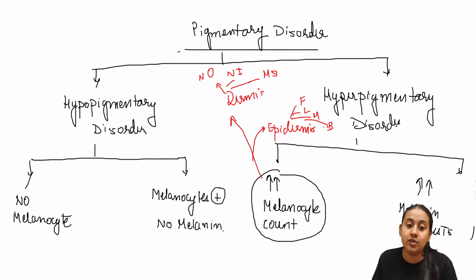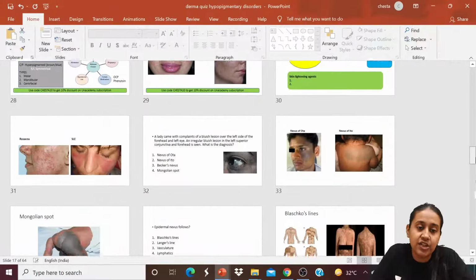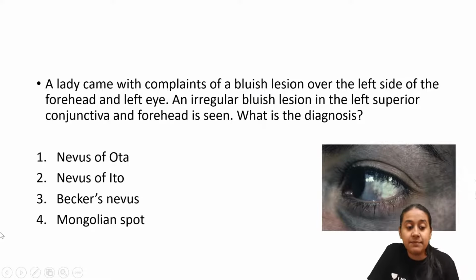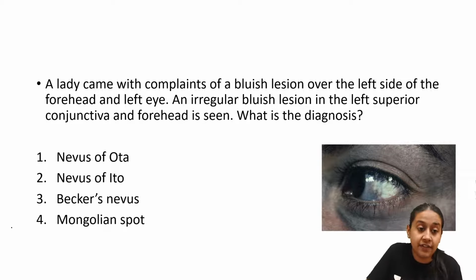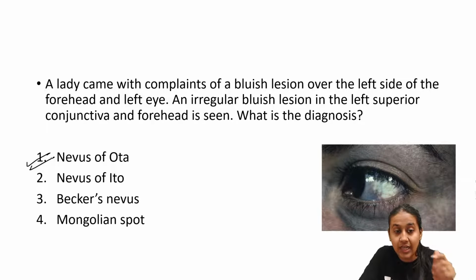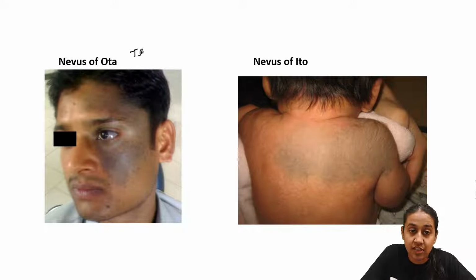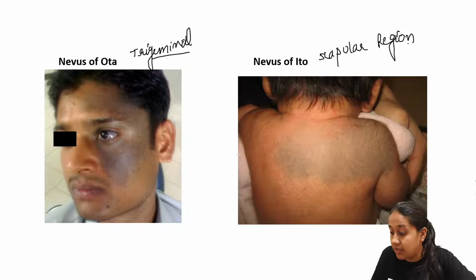So hypopigmentary or hyperpigmentary disorders can be in the dermis or in the epidermis. Now if it is in the dermis, the color of the lesion becomes a little different and it appears blue in color. While if the melanocytes are present in the epidermis, it appears brown in color, and that is how you can differentiate both of them. So nevus of Ota and Ito are both blue in color, but the difference is nevus of Ota is over the distribution of the trigeminal nerve, while nevus of Ito is on the scapular region, while Mongolian spot is on the lumbar area.